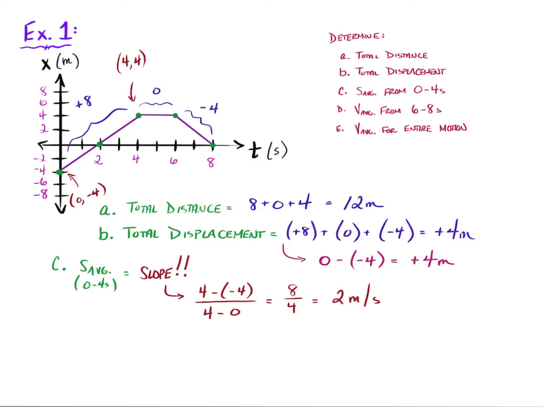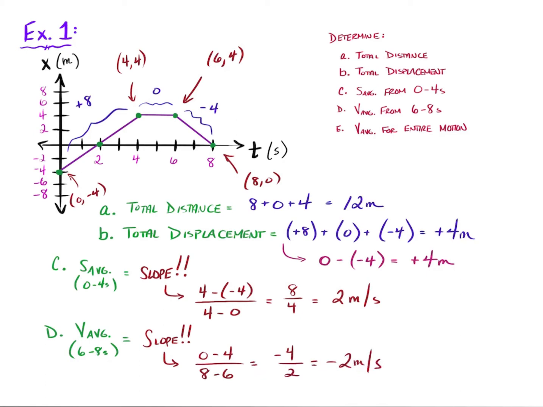Part D, I'm going to do the same thing, but for 6 to 8, I'm going to use the coordinates, but it's still the slope, the coordinates from 6 to 8. So those points at either end are 6, 4 for the first point and 8, 0 for the second. So if I go ahead and I use my slope equation, y2 minus y1 over x2 minus x1, that gives me -4 over 2, which reduces to -2 meters per second. If that was a speed, I would just say 2 meters per second, but I was asked for the average velocity. I must denote that that object was moving backwards, hence the -2 meters per second.